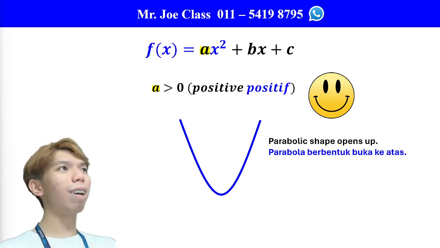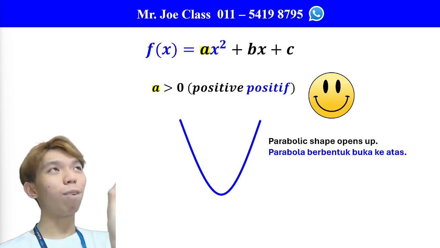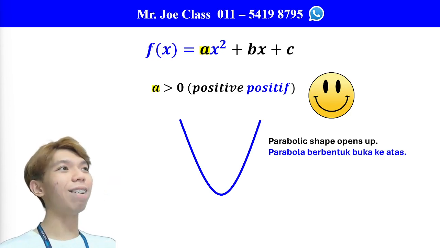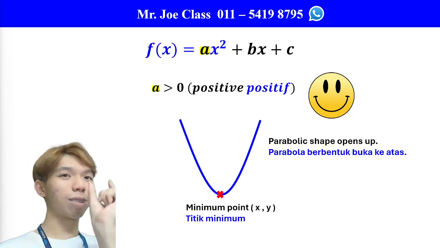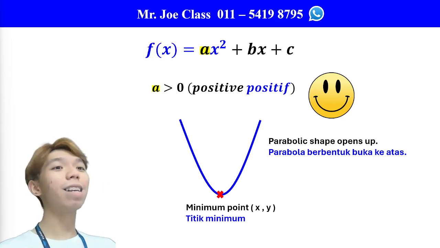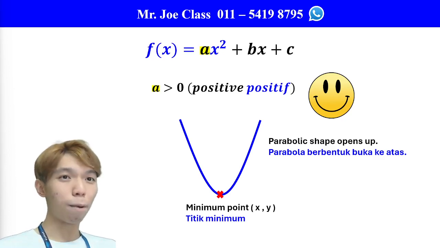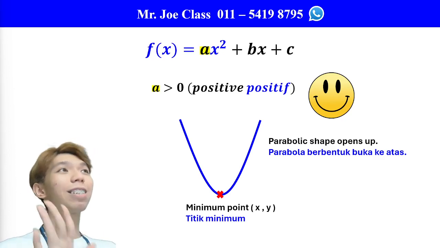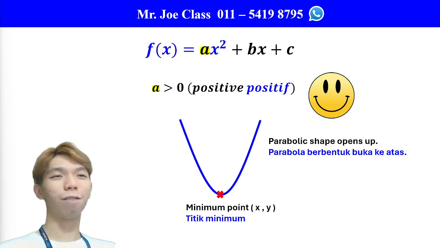And when it is a smiley face, the bottom point of it is called the minimum point. You have to know when A is positive, it is a smiley face, so there will be a minimum point. In your examination, you are also required to determine the coordinate of the minimum point. But for now, we will just look at how the graph is shaped if A is positive, which is a smiley face.